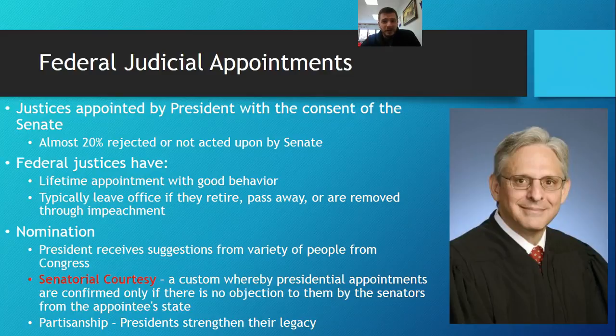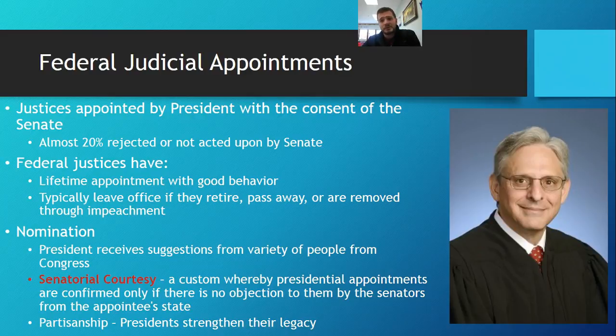The only bad thing that people said was that Obama was the one that had suggested him. So that's really the only bad thing that he had going for him. And another thing that is interesting in this case that's happening now is that we have this thing called senatorial courtesy, and this is a custom whereby presidential appointees are confirmed only if there is no objection to them by the senators from the appointee's state.